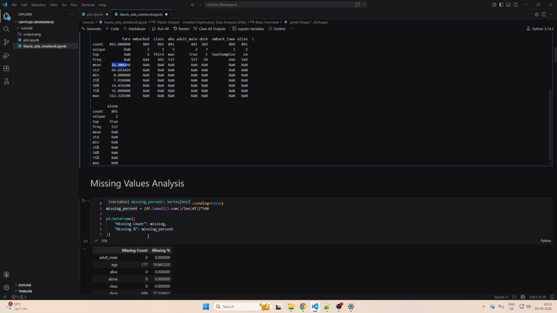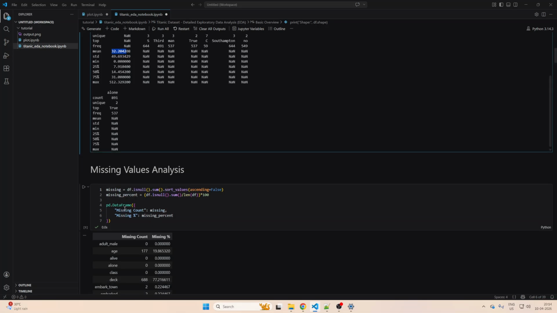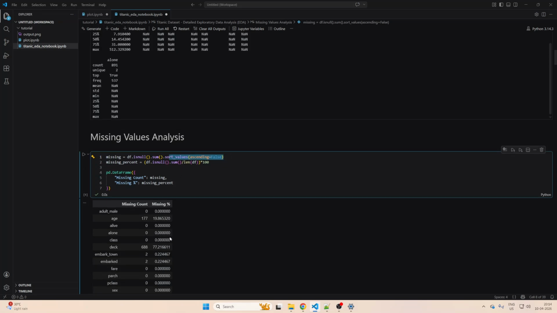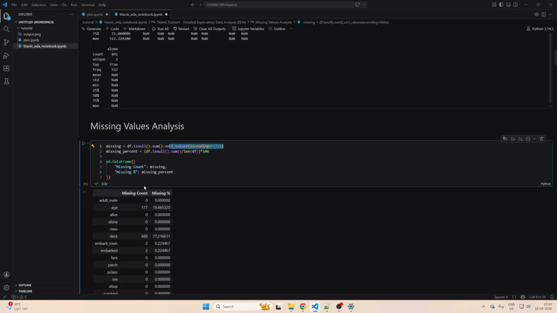Now let's see how many values are missing. For that, we will calculate the missing values by df.isnull().sum() and sort the values in descending order, and we get the missing values and the missing percentage.